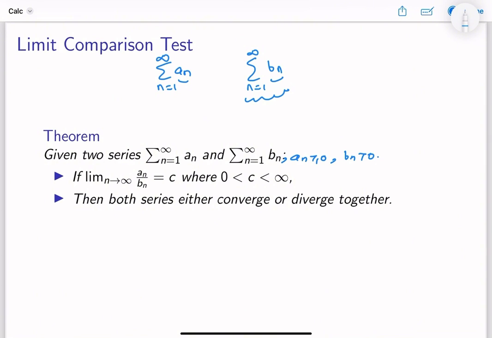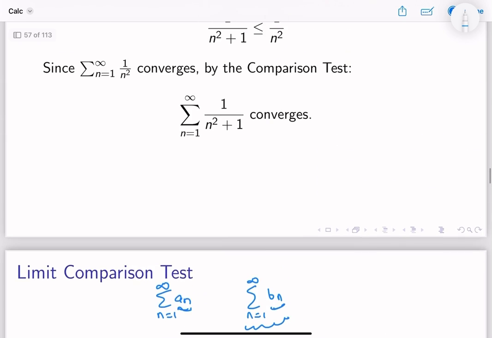For example, if you can upper bound an by bn, and we've discussed some important conditions, such as they have to be positive sequences. We've discussed these in detail in the previous video. So in this video, it's another tool for checking convergence of series.